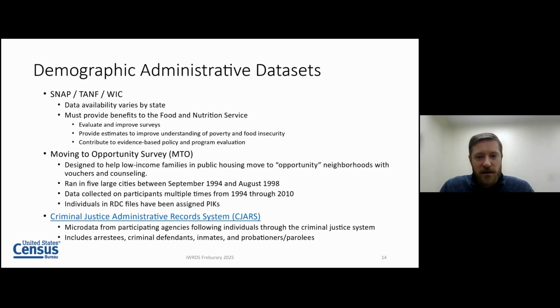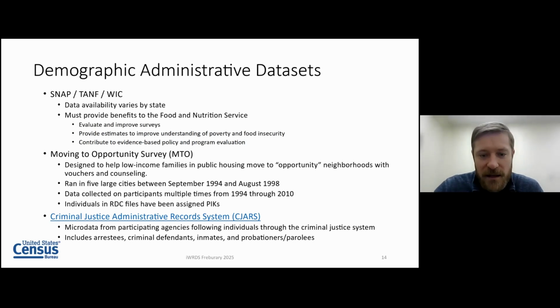The Moving to Opportunity Survey, which was a randomized housing experiment administered by HUD. The demonstration program gave low-income families with children who are living in public housing or assisted housing in high-poverty neighborhoods a chance to relocate. So this sample is made up of 4,600 families that were deemed eligible and provided vouchers. This data was collected on participants multiple times between 1994 through 2010 and has been used to study many questions about the effects of neighborhood and gentrification, topics along those lines, which is available as well.